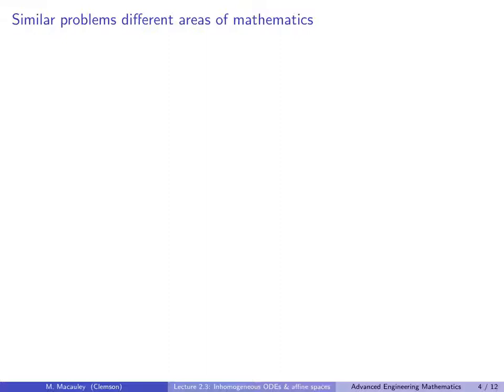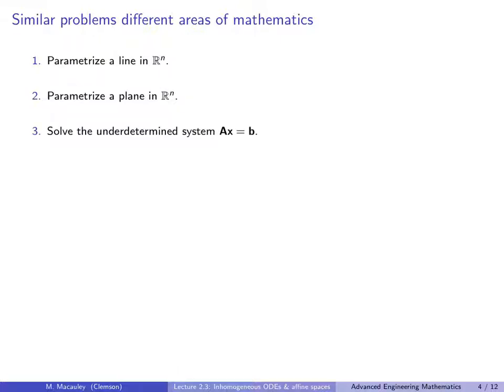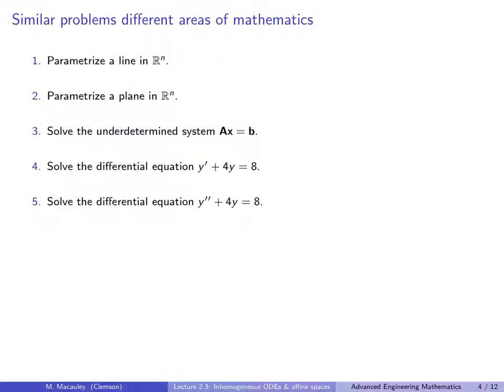Now I want to show you some similar problems in different areas of mathematics that are a lot like this. First, parametrizing a line in R^n. Also, parametrizing a plane in R^n. Next, solving an underdetermined system of equations, Ax equals b. What I mean by underdetermined is that there are too many variables, so there will be infinitely many solutions. And then the last two, we're going to solve two differential equations that are inhomogeneous. The first one is a first order, and the second one is a second order.